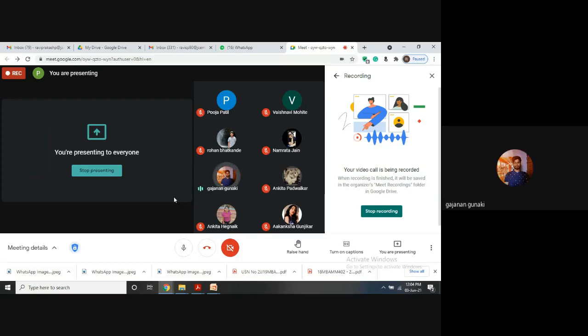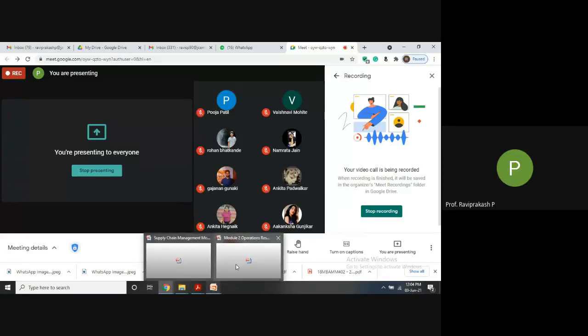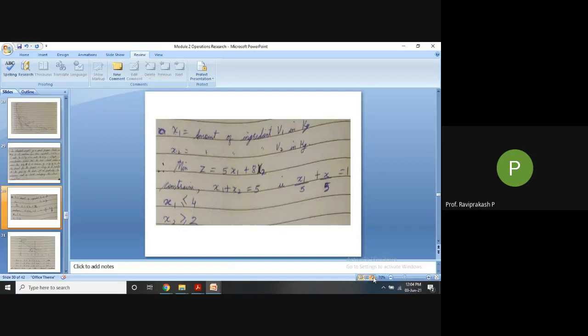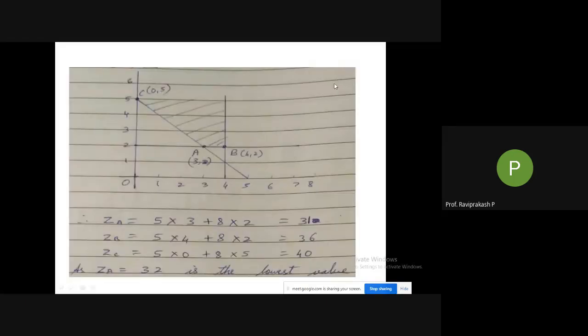So show the answer, the final graph. Yeah, just let me know at least, sir. We'll go over there. I'll just show it to you. So this is how your graph looks.